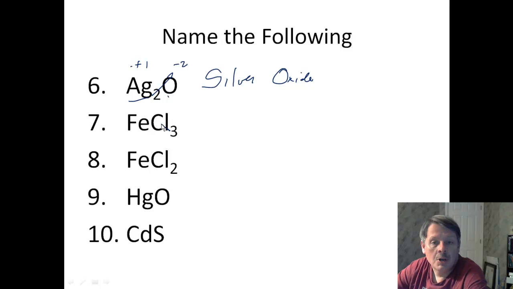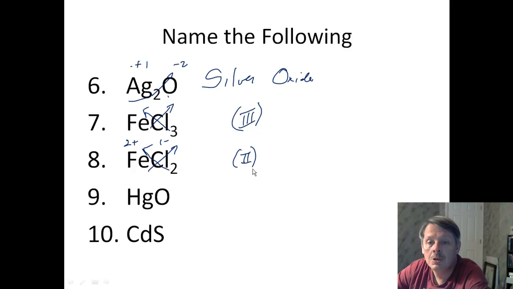Alright, when I do my reverse crisscross, it tells me iron should have a plus 3, chlorine should have a minus 1. Does it make sense? Yes, it does. The chlorine would have a minus 1, so this is going to be iron 3 chloride. How about this one? The same logic applies. You have a 2 plus for iron and a 1 minus for chlorine. Does that make sense? Sure.